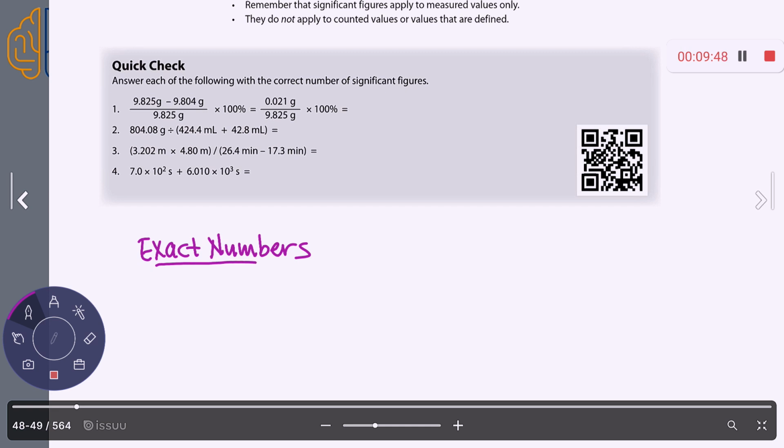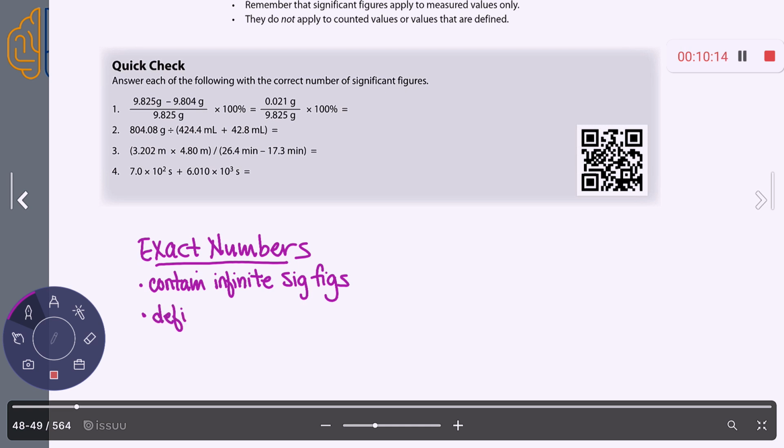Exact numbers contain infinite significant figures. So that means when you use them in a calculation, they don't affect the sig figs in your answer. And this will become really relevant when we get to the last section of the chapter. Exact numbers come from a few places.